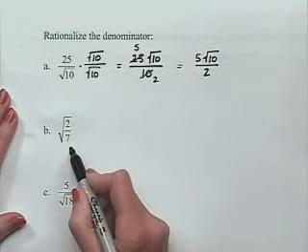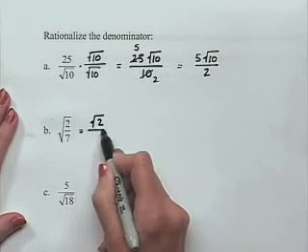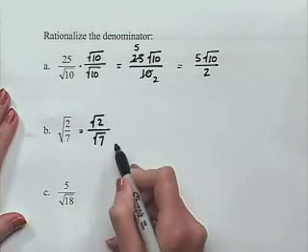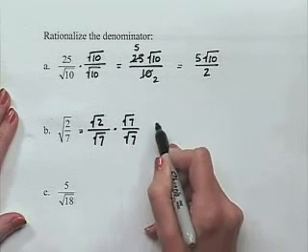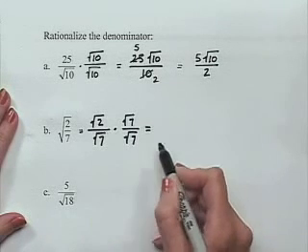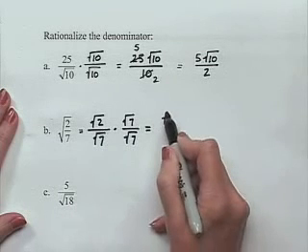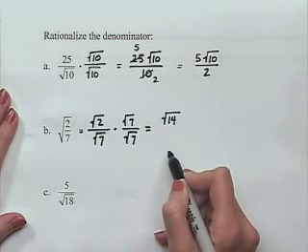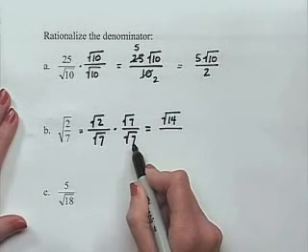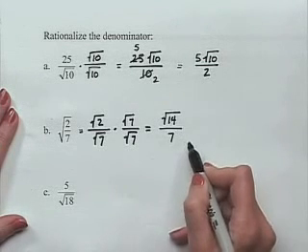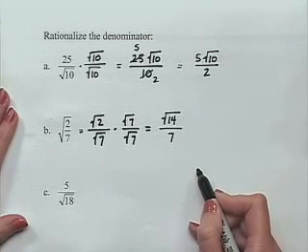Part B, square root of 2/7. We'll begin by rewriting this as square root of 2 divided by square root of 7. Then we're going to multiply by square root of 7 over square root of 7 in order to rationalize the denominator. In our numerator, we have square root of 2 times square root of 7. We can put those back under the same radical symbol as square root of 14. In the denominator, we have square root of 7 times square root of 7, which is going to give us a 7 as a result. And again, we cannot divide any further, so this is our final answer.